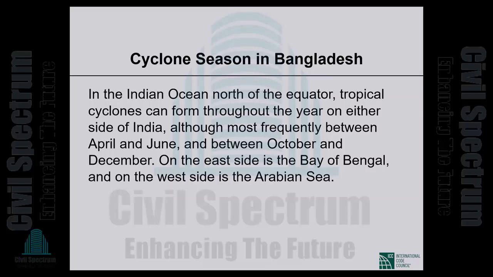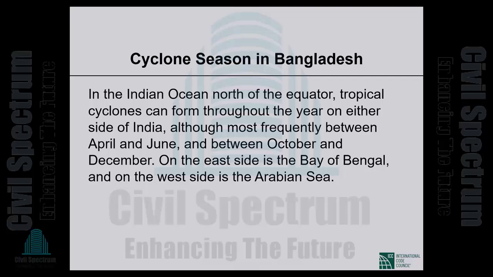is reversed. In the Indian Ocean, north of the equator, where Bangladesh is, tropical cyclones can form throughout the year on either side of India. Although most frequently, this is the important part, between April and June. So this is before the beginning of the hurricane season here, and between October and December, this is pretty much after the end of the hurricane season here in the US.